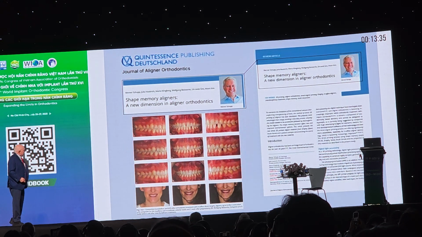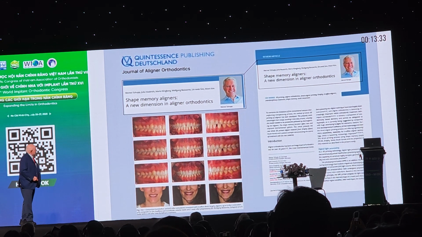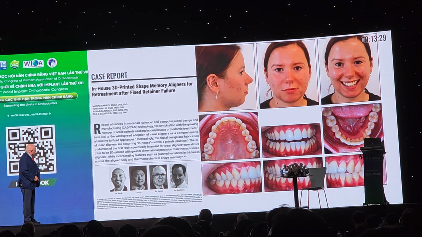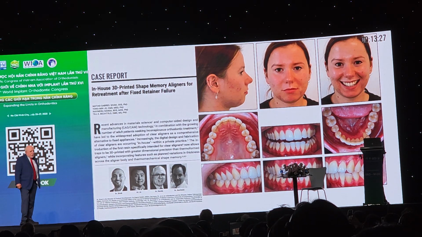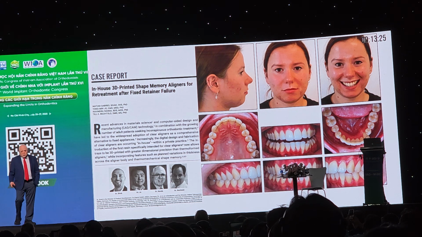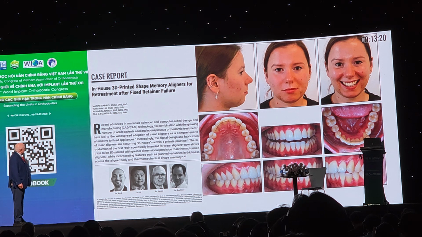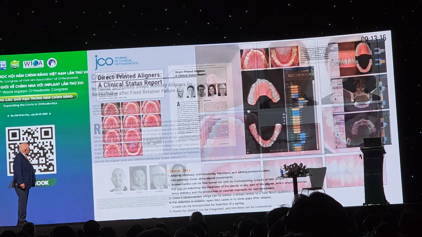This is a paper that came out from Dr. Shuk in his journal, Shape Memory Aligners, a New Dimension in Clinical Orthodontics. This is a paper we did in JCO. I just want to introduce you. If you want to read it, you can. This is about in-house 3D printed shape memory aligners for retreatment of fixed aligner failures.